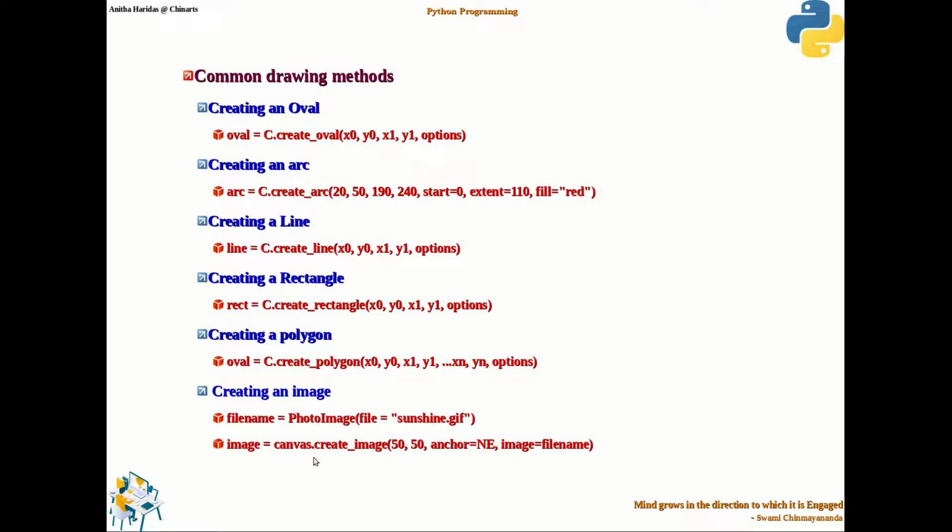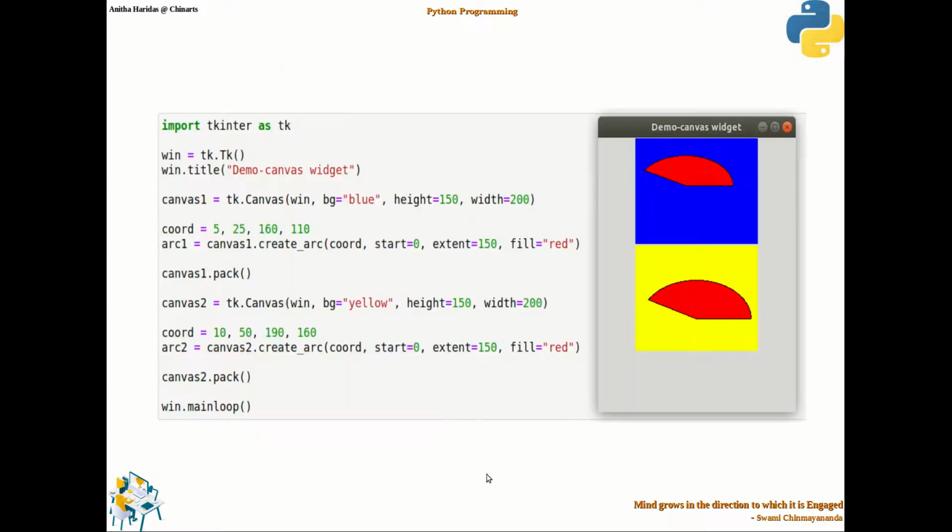Okay, and then I am going to create the image by specifying the position where you want to display the image and the anchor, then specify the image as this particular file name, so that it will create an image on the canvas, right? So these are some of the common drawing methods that are available on the canvas widget.